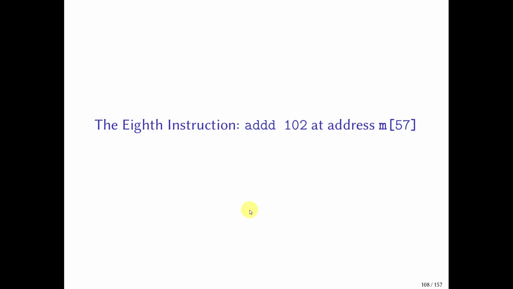So now we proceed to execute the 8th instruction, which is the machine code instruction add 102, which is stored at address 57. So this is quite a complex instruction. It's probably more complex than anything that we've looked at so far, but as ever it begins with a fetch of the instruction from main memory.